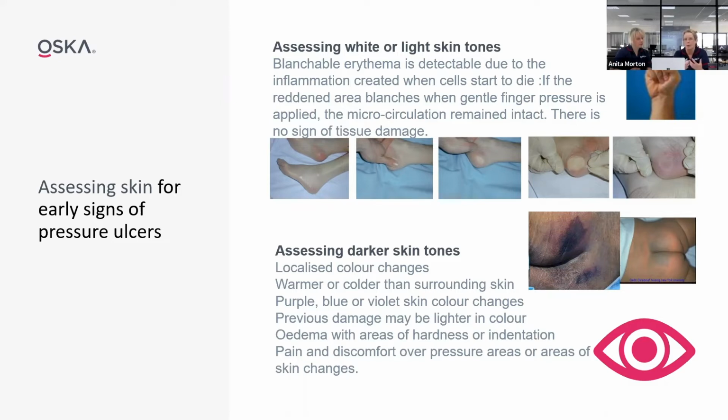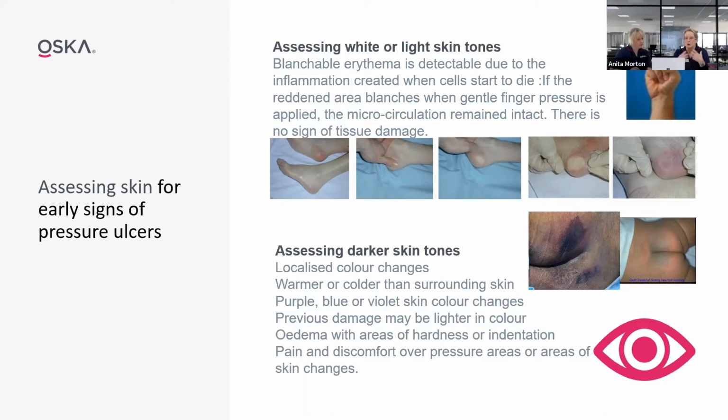So we need to think about what we see. Is the area looking different from the surrounding skin? Can we see additional areas of bruising or darkness? Maybe it's maroon or violet color. We need to use our hands and feel and see if there's any temperature changes in the skin. So obviously if skin is inflamed because the tissue is beginning to get damaged, then it'll be hotter than the surrounding tissue. And if it's already died off, it'll be cooler.